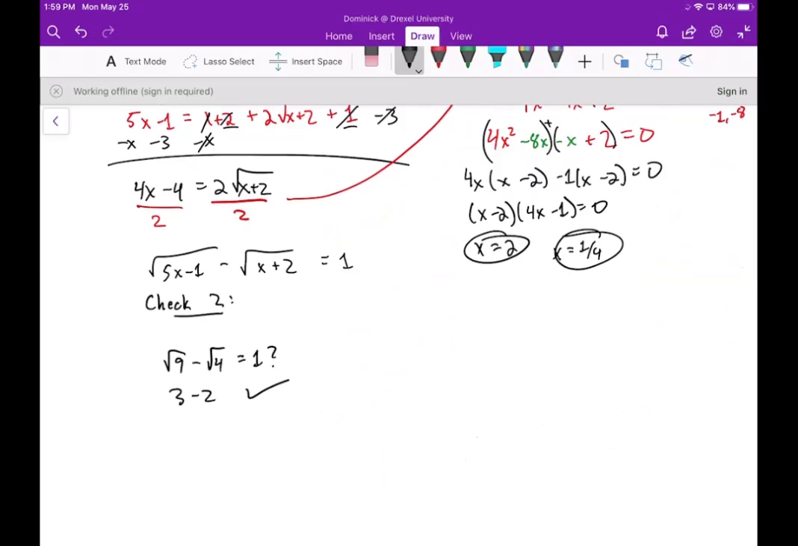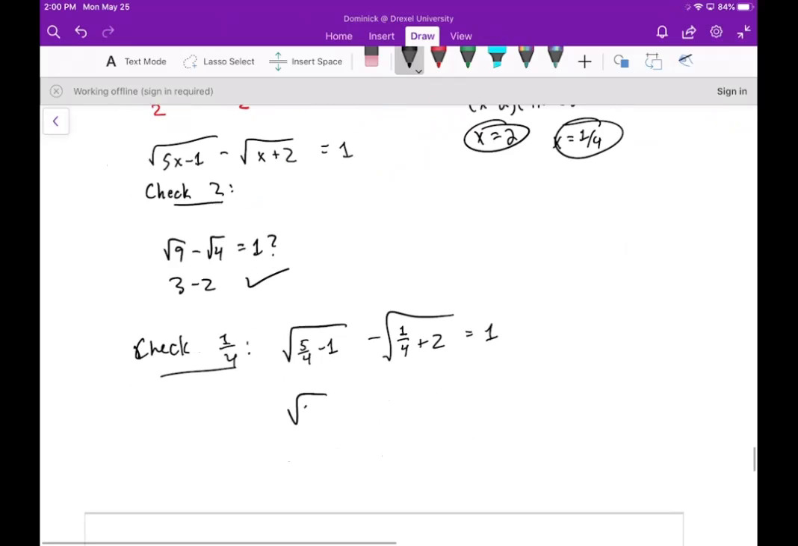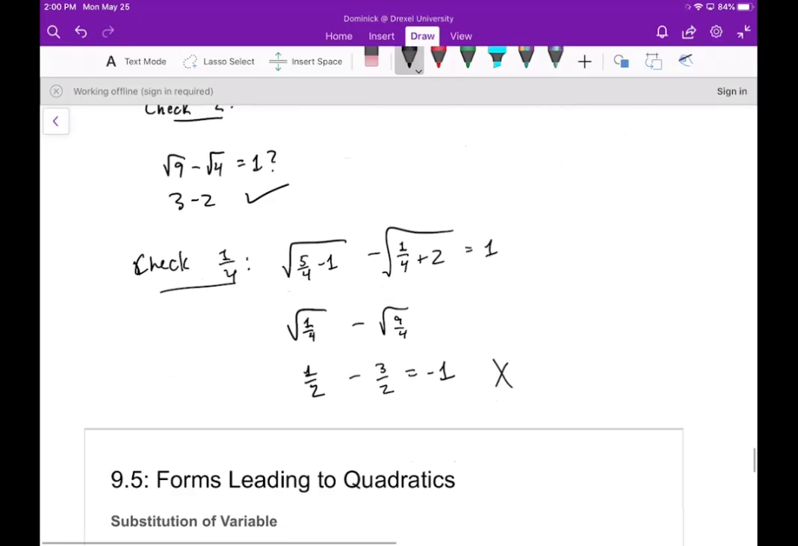So that's good. If we do 1/4, we're going to get the square root of 5/4 minus 1 minus the square root of 1/4 plus 2 equals 1. And this first one will be the square root of 1/4, which is 1/2. And this next one will be the square root of 9/4, which will be 3/2. And this gives me negative 1, so I need to throw out 1/4. All right, so those are some radical equations.